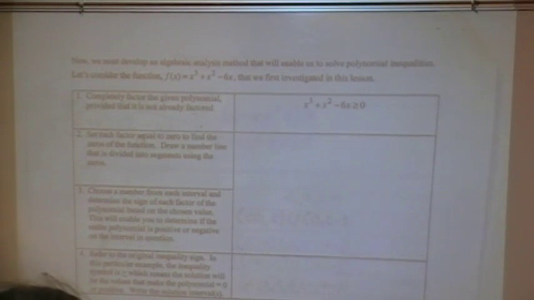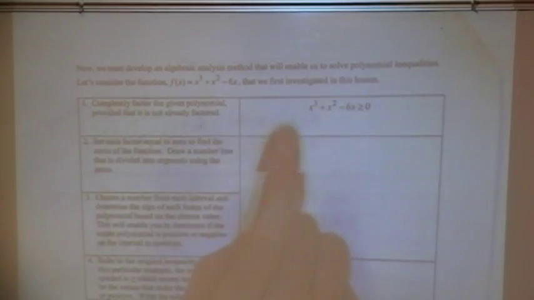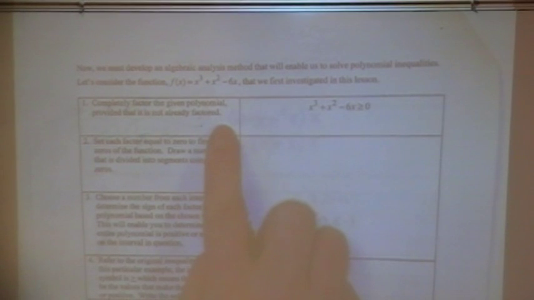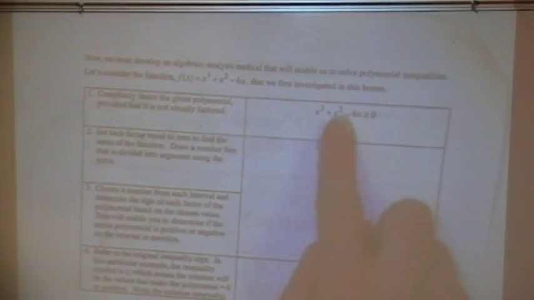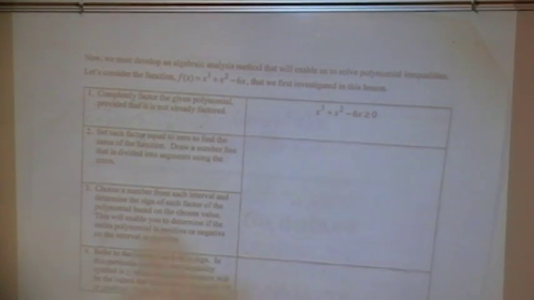Alright, so now we are going to develop an algebraic analysis method that's going to enable us to solve a polynomial inequality based on what we've just done. So now we're moving from just having the function and a graph to an actual inequality. So it says complete the factored given polynomial provided that it's not already factored. Now it isn't already factored, however we just factored it on the page before, so it should be pretty simple to factor this real quick.